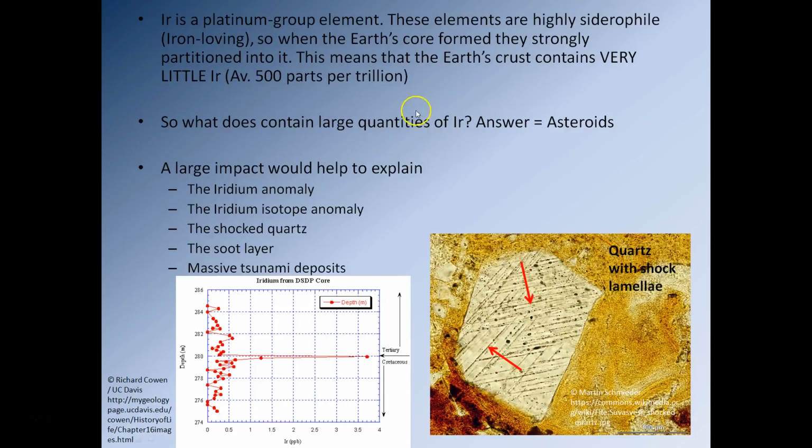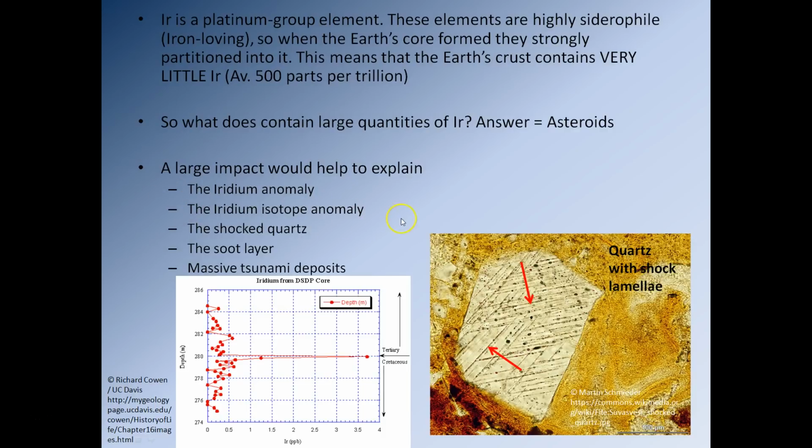So once we have that basic theory, all of a sudden a few things begin to make sense. Number one, once you think it could be an asteroid, then all of a sudden the iridium anomaly begins to make sense. Once we understand that, we can begin to look at the iridium isotopes.